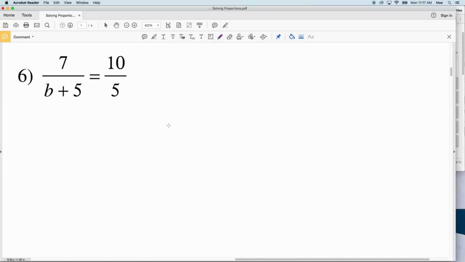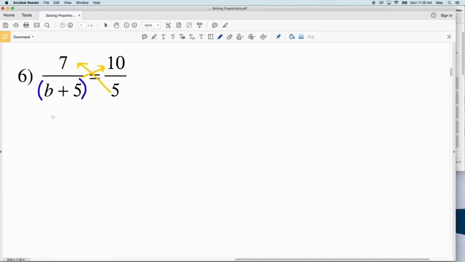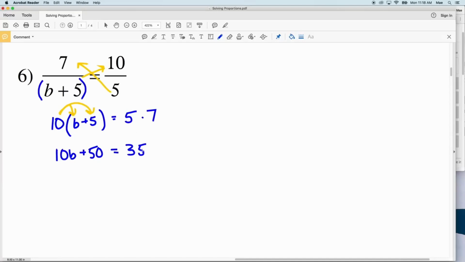In number 6, we still have our variable in the bottom of the proportion. However, we're going to have to cross multiply with the entire quantity b plus 5. So we're going to take b plus 5, multiply it to 10, and then we're going to take 5 and multiply it to 7. So we'll have 10 times b plus 5, and that's going to be equal to 5 times 7. Distributing the 10, we'll get 10b plus 50 equals 5 times 7, which is 35.